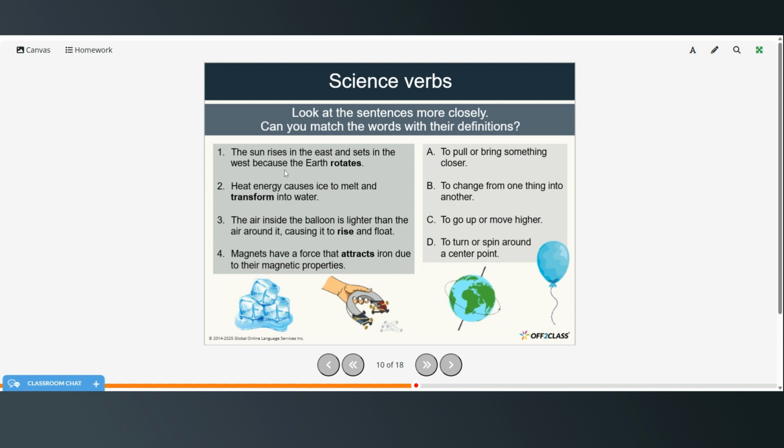All right, the sun rises in the east and sets in the west because the Earth rotates. So that would be D, to turn or spin around a center point. Heat energy causes ice to melt and transform into water. Transform means to change from one thing into another. The air inside the balloon is lighter than the air around it, causing it to rise and float. So rise means to go up or move higher. Magnets have a force that attracts iron due to their magnetic properties, and attracts is to pull or bring something closer.